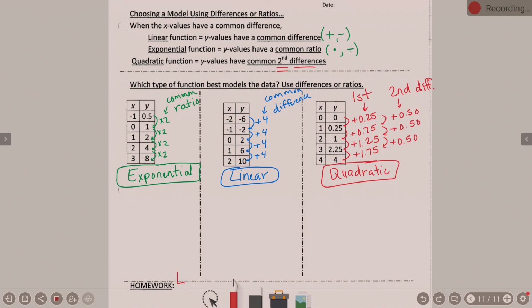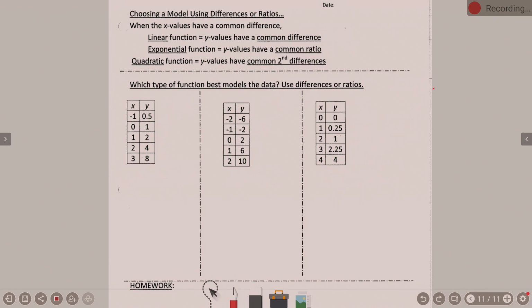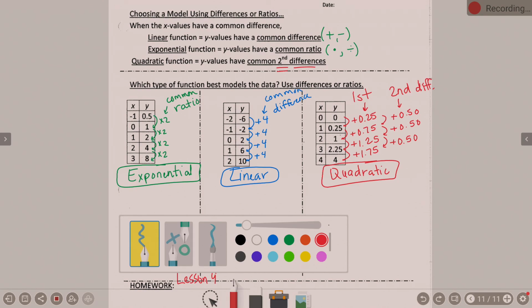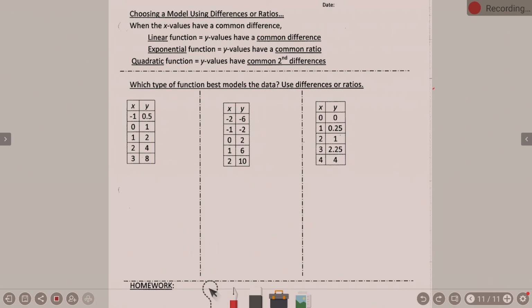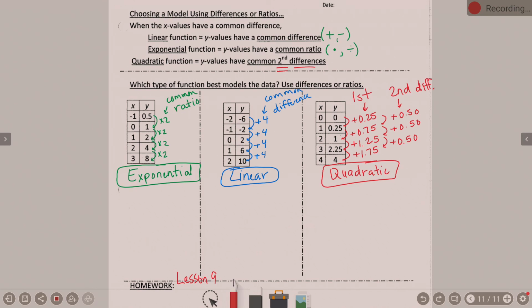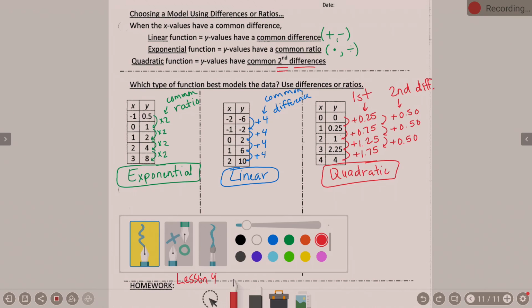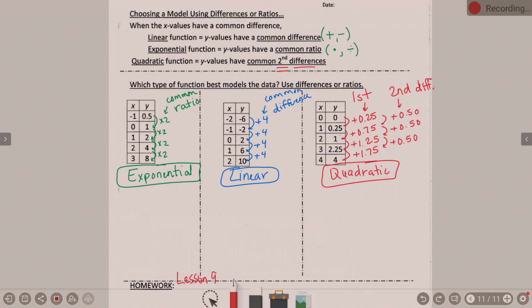Your homework is the lesson, Lesson 9.7 in Math Excel.